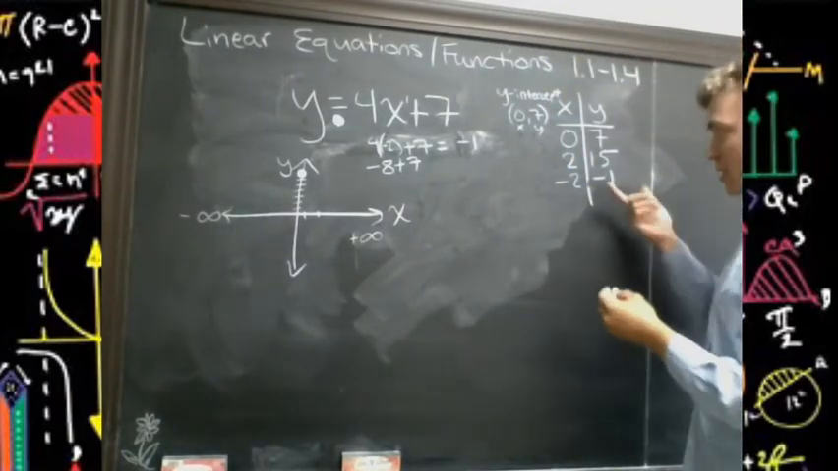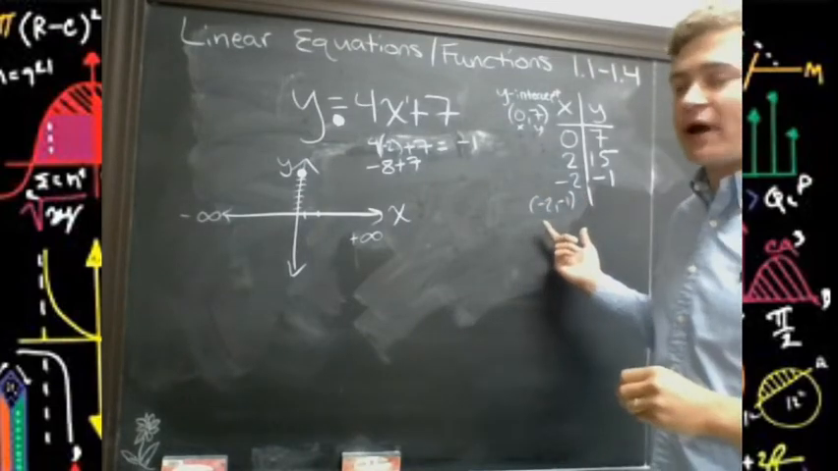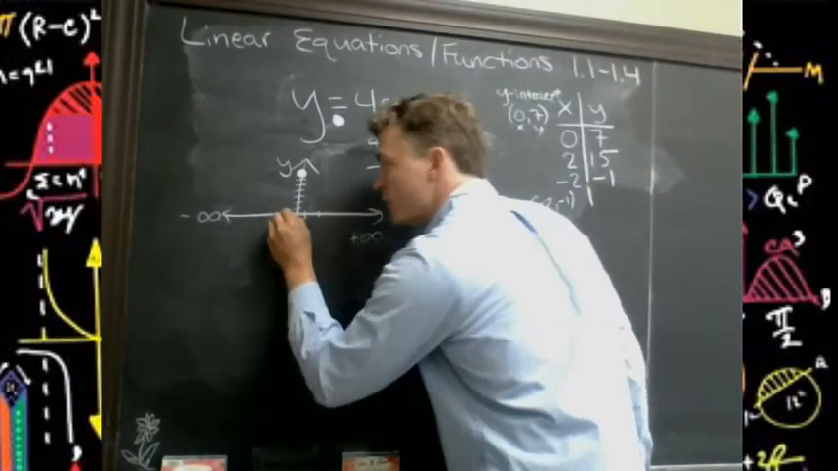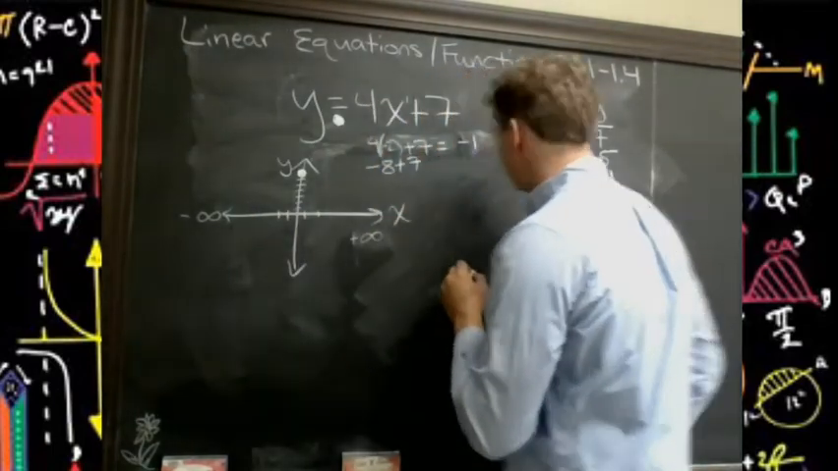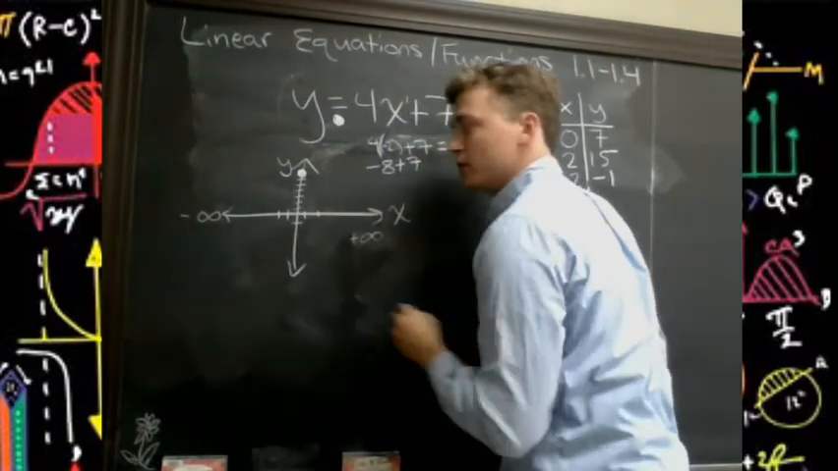Well, we get this other ordered pair: negative 2, negative 1. Let's see where we graph this. Negative 2 says we will move to the left 2 units. The negative 1 says we will move down 1 unit.